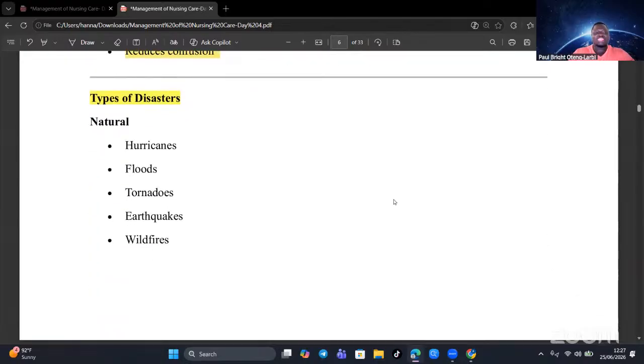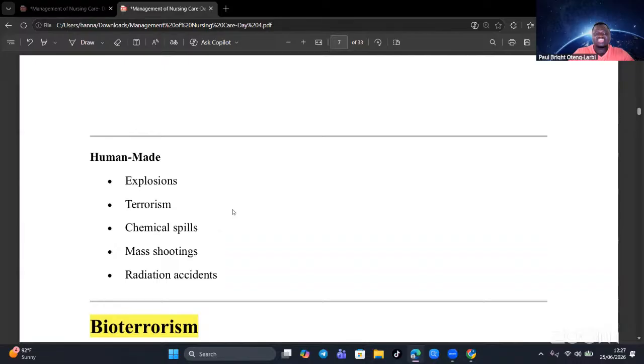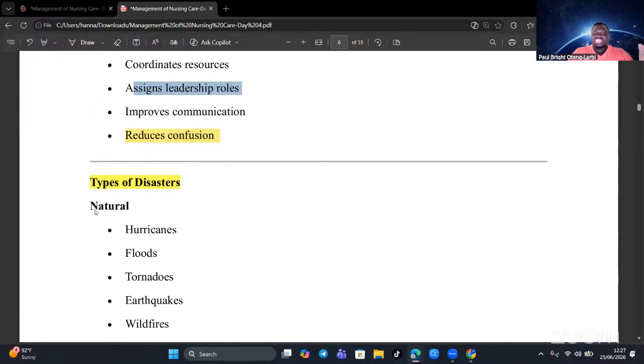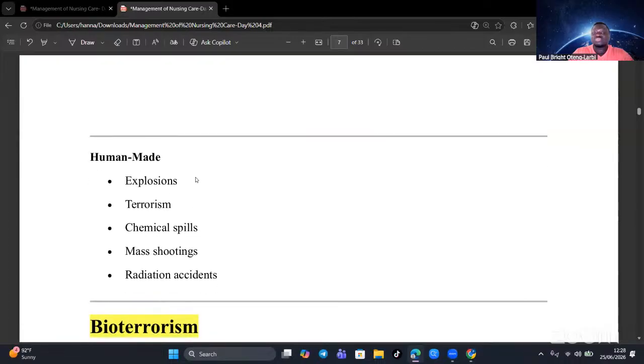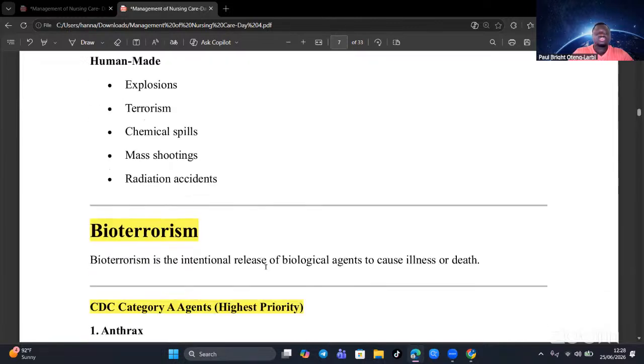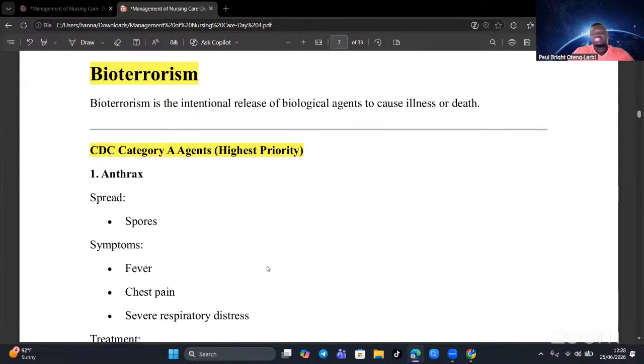So a lot of disasters can happen in life: flood, hurricane, tornado, earthquakes, fires. These are natural disasters. Human beings can also create disaster. We call it explosion, bomb, terrorism, chemical spillage, mass shooting, radiation incidents. So you know all these things.